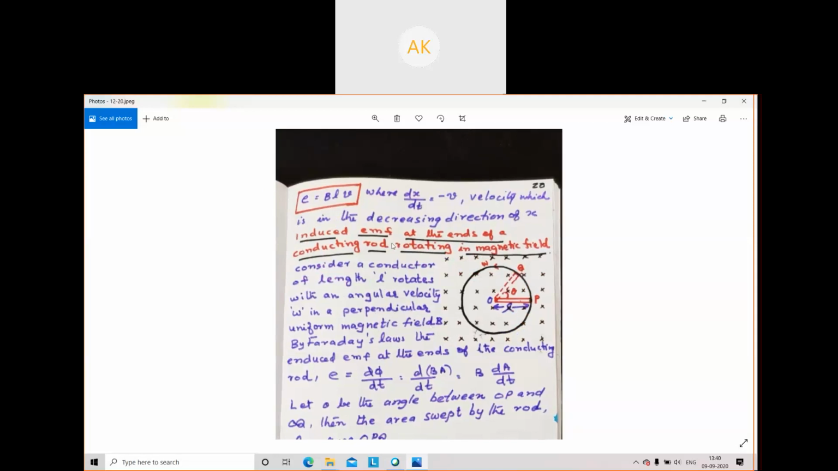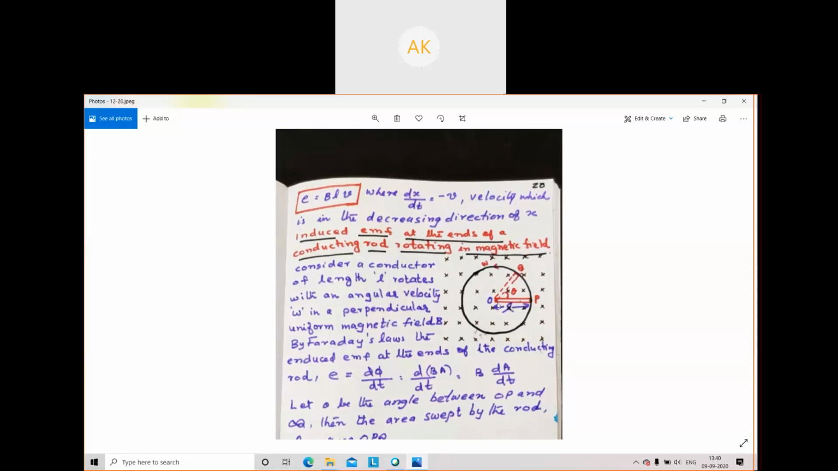Next, another important topic. This is also important for doing problems, application questions also come based on this equation. So, induced EMF at the ends of a conducting rod rotating in a magnetic field. The earlier case was not rotating, that was just moved in a perpendicular magnetic field. In this case, EMF is induced at the ends of a conducting rod rotating in a magnetic field. So, the conductor is rotating here.